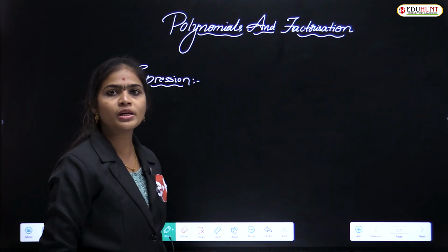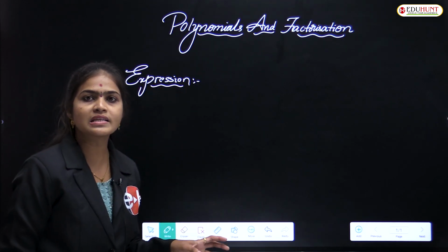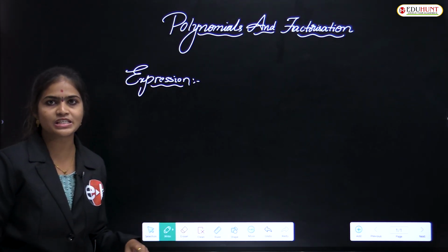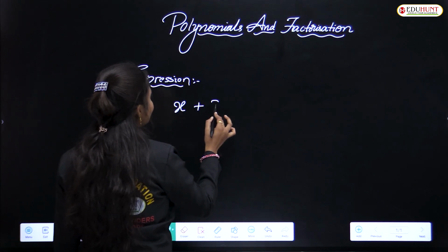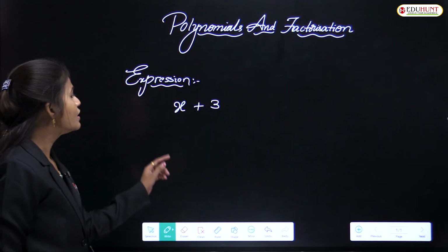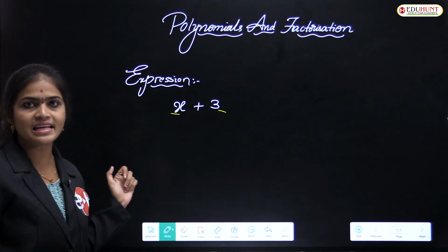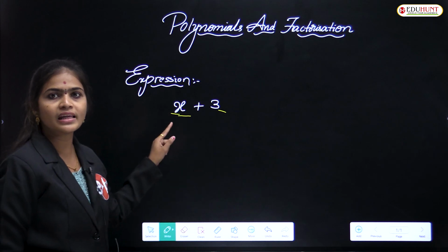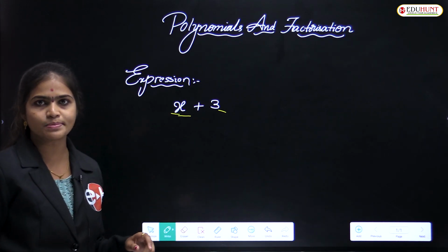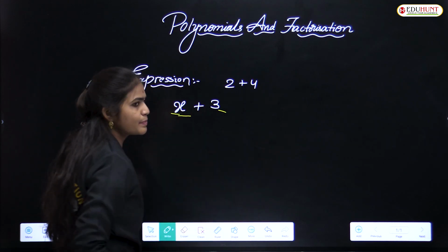Next, expression means a single term or the combination of terms by using addition or subtraction. So for example here, x is one of the terms and 3 is another term. The combination of two terms by using addition or subtraction, we will call as an expression. So x plus 3 is one of the expressions, and we can write 2 plus 4 also as one of the expressions.